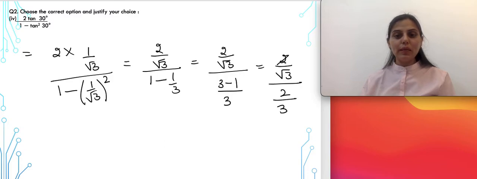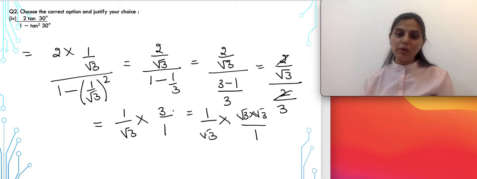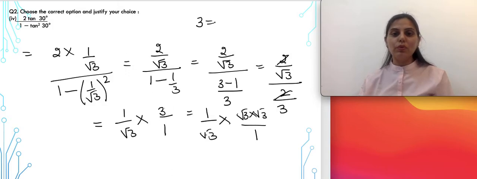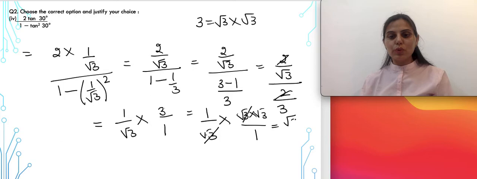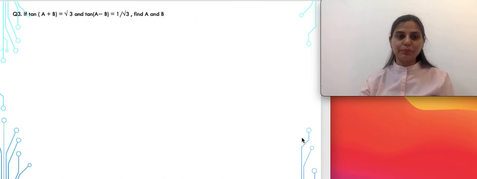Now clearly the numerators are same, so these can be cancelled, and we can write the denominator as 1 by root 3 multiplied by 3 upon 1. We take the reciprocal of that. Now 3 upon 1 can be written as 1 by root 3 multiplied by root 3 into root 3 upon 1. Why root 3 into root 3? Because 3 can be written as the product of root 3 multiplied by root 3. The reason for writing this is 1 root 3 can be cancelled with this. So the answer will be equal to square root 3, which is equal to tan 60 degree. So out of the given options, you can again take the correct option.